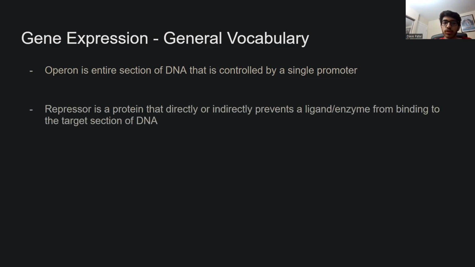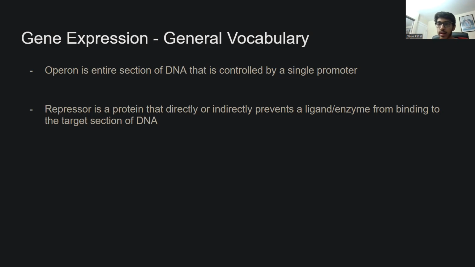Next up, you have what's called a repressor, and a repressor is pretty much just a protein that directly or indirectly prevents a ligand or enzyme from binding to a target section of DNA. What I mean by directly or indirectly is what we learned about in the enzymes unit a while back, which is competitive inhibition, in which that protein just takes up the spot where the ligand or enzyme was supposed to bind.